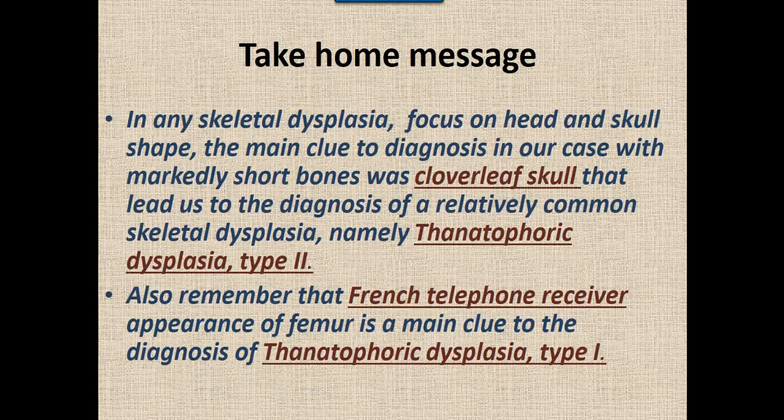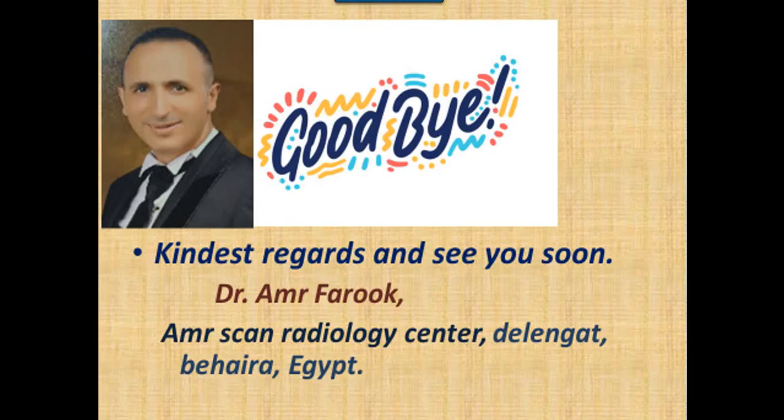The take-home message: in any skeletal dysplasia, focus on head and skull shape. The main clue to the diagnosis in our case with markedly short bones was the cloverleaf skull that led us to the diagnosis of a relatively common skeletal dysplasia, namely thanatophoric dysplasia type 2. Also remember that the French telephone receiver appearance of the femur is a main clue to the diagnosis of thanatophoric dysplasia type 1.